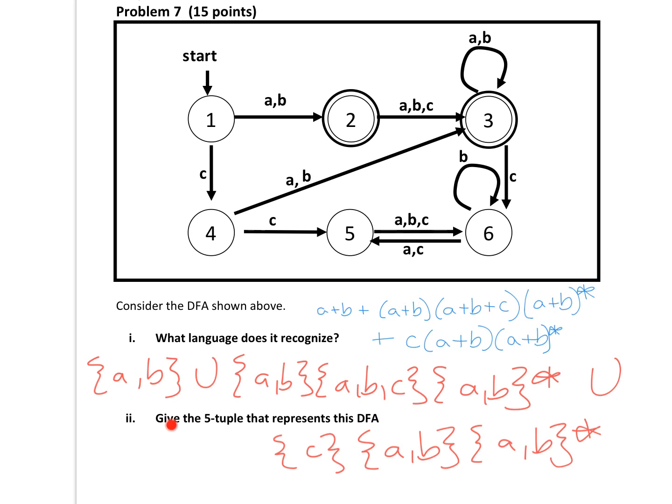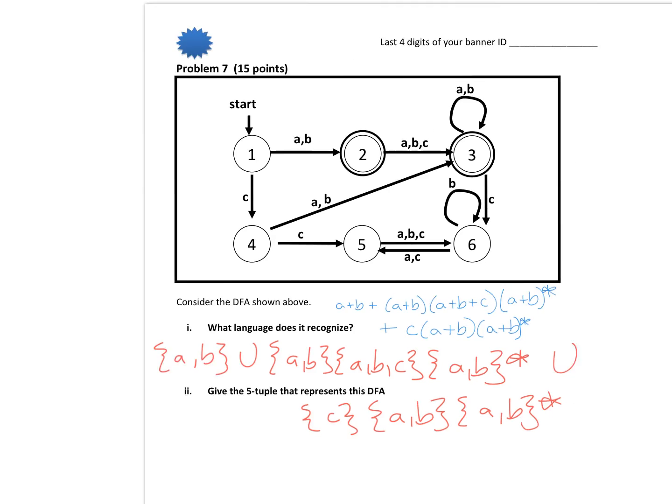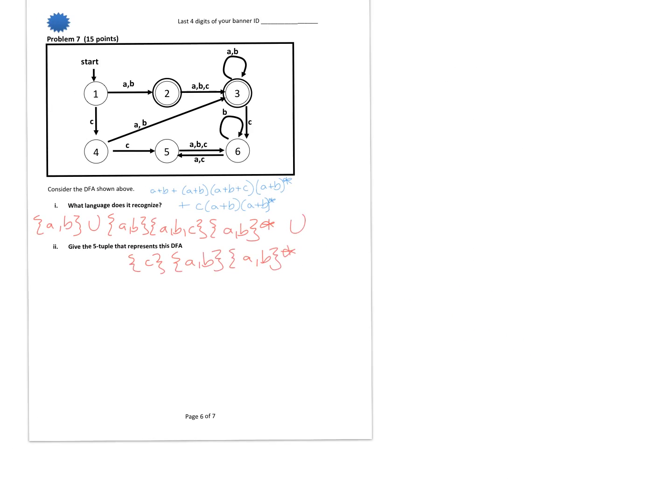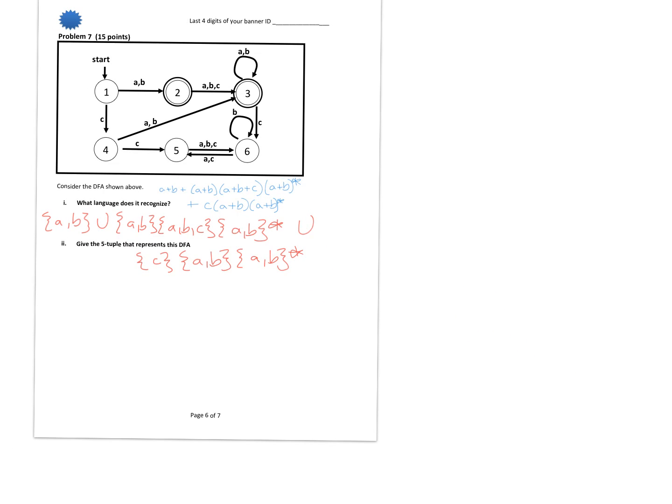And then we're asked to give the 5-tuple that represents this DFA, and our 5-tuple is going to be very similar to our previous one. Let's see if I move that over. We have for our 5-tuple the set of states, so that's 1, 2, 3, 4, 5, 6.